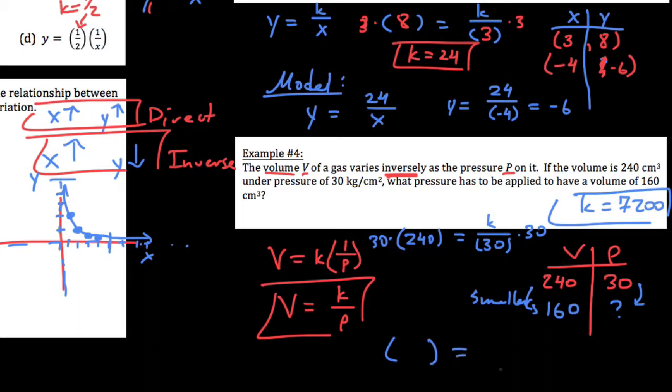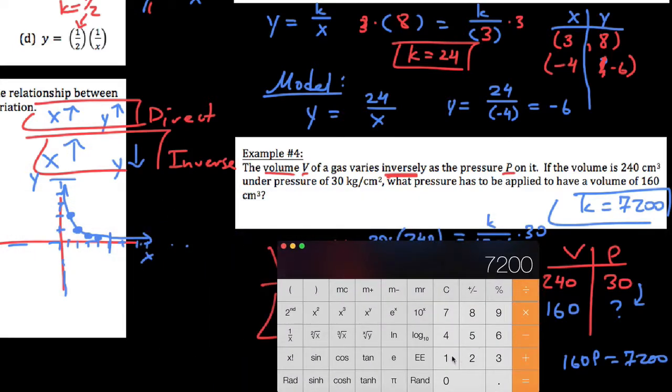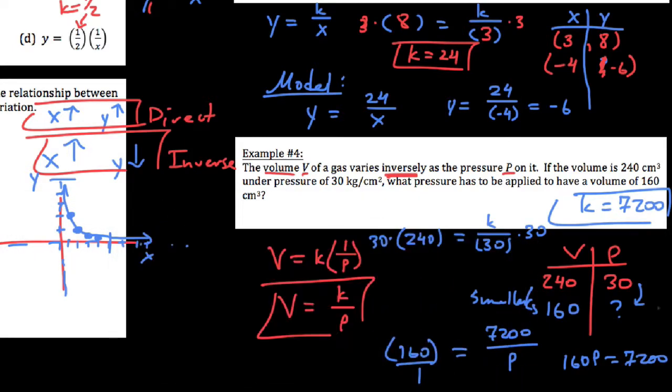So now our model is volume equals 7,200, which is our constant of variation, over our pressure. We want to solve for the pressure when the volume is equal to 160 cubic centimeters. One thing we could do is a cross product since it's proportional. 160 P is equal to 7,200. If we take that 7,200 and divide it by 160, we determine that the pressure would be 45. 45 what? We do want to label this. Pressure was being measured in kilograms per square centimeter, not per square meter. But that is how you deal with inverse variation. My last video will talk about joint variation.